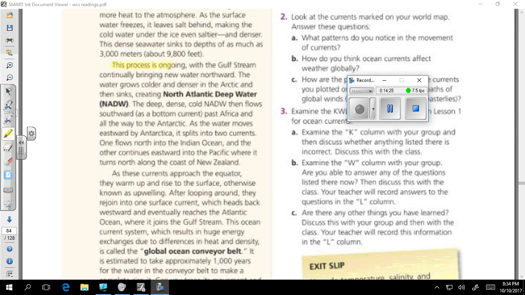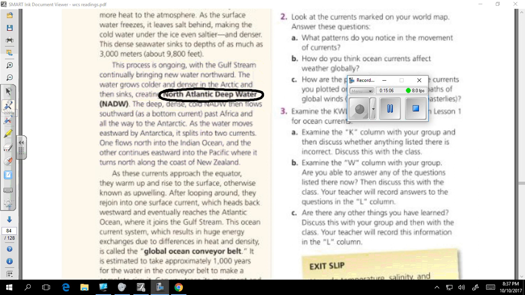This process is ongoing, with the Gulf Stream continually bringing new water northward. The water grows colder and denser in the Arctic and then sinks, creating North Atlantic deep water. The deep, dense, cold NADW flows southward as a bottom current past Africa and all the way to the Antarctic. As the water moves eastward by Antarctic, it splits into two currents. One flows north into the Indian Ocean, and the other continues eastward into the Pacific, where it turns north along the coast of New Zealand.